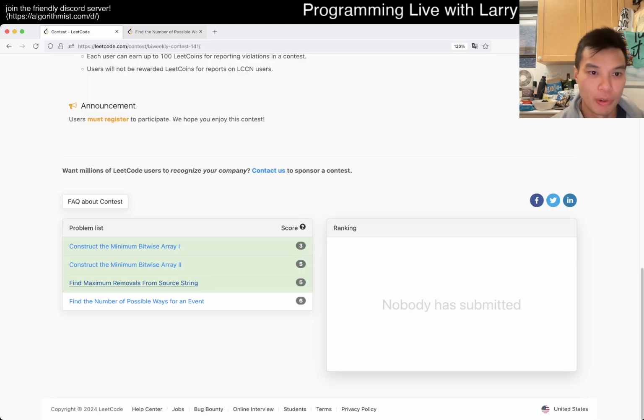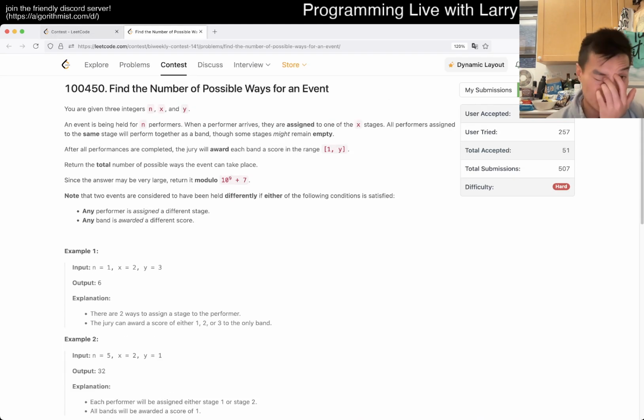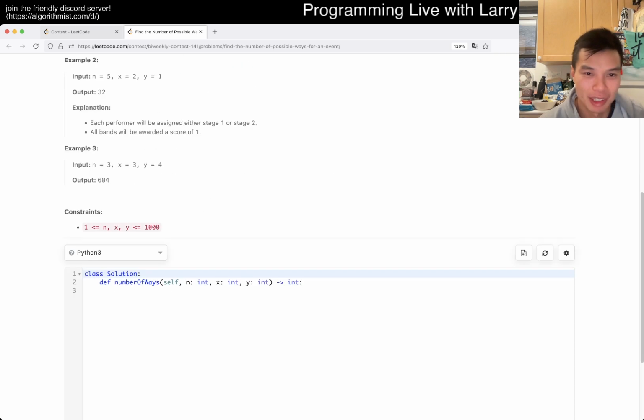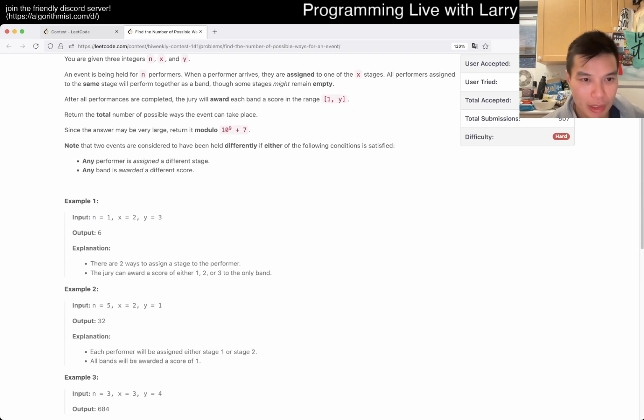Alright, Q4. Whew. You're given 3 integers n, x and y. X stages. Some stages, 1 to y. Return it mod. I don't know what's going on. Okay. I think my eyes are not sensitive enough.